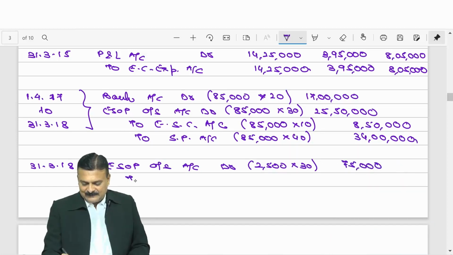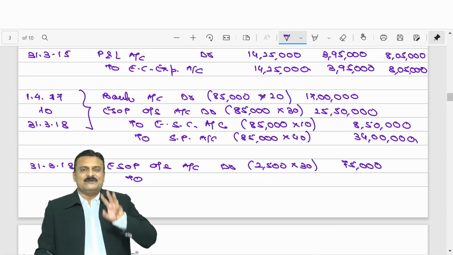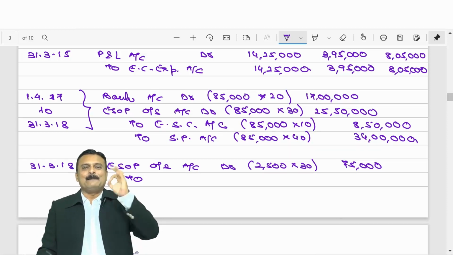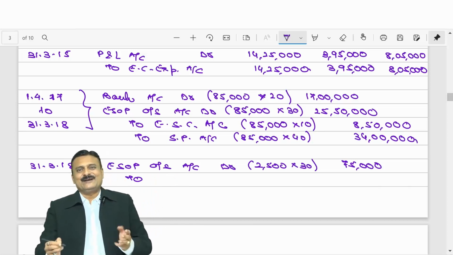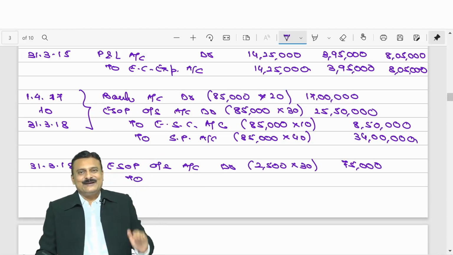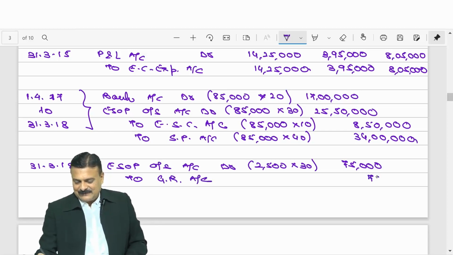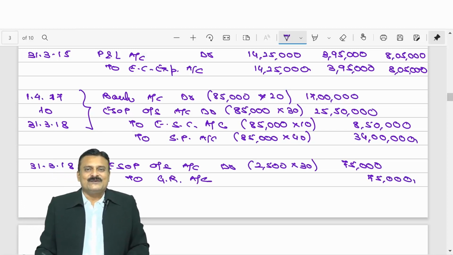Take care. I cannot write the word employee compensation expense. Why? Because in the first 3 years, 31st March 15, 16 and 17, this employee compensation expense is already debited to P&L account. You've seen the entry. Now it is already debited to P&L, so now it should be credited. So you can credit general reserve account 75. Being entry passed for 2,500 unvested options.